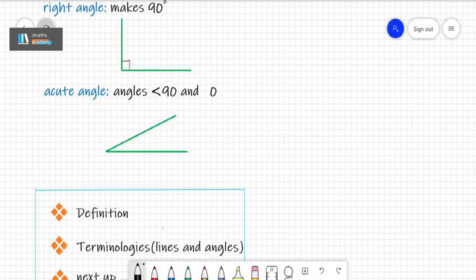And next are acute angles. Acute angles are less than 90 degrees and greater than 0 degrees. Therefore, we have our acute angles shown in the interior this way. So this angle could be any angle from 89 degrees down to 1 degree.